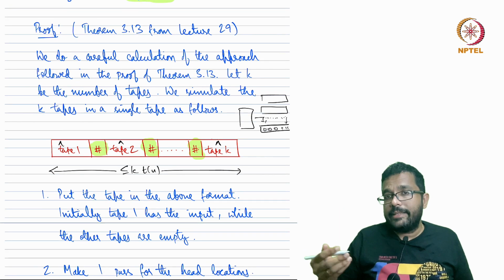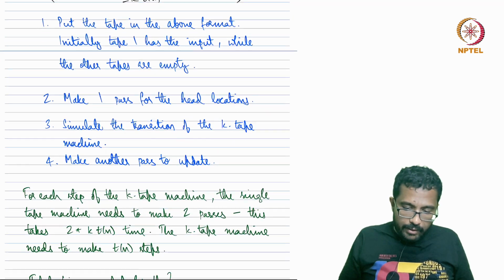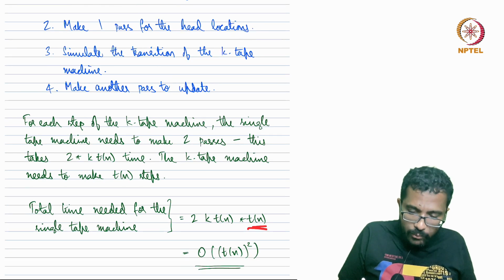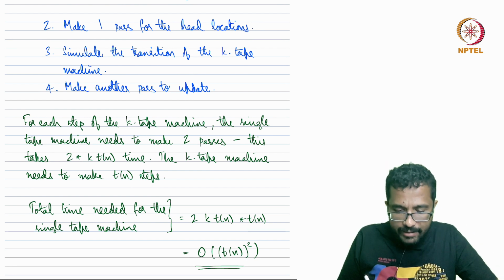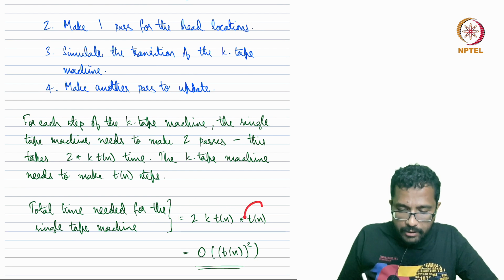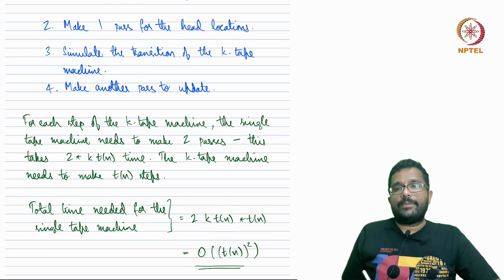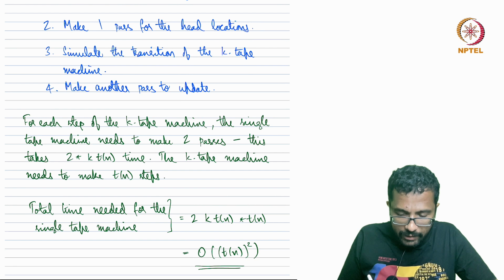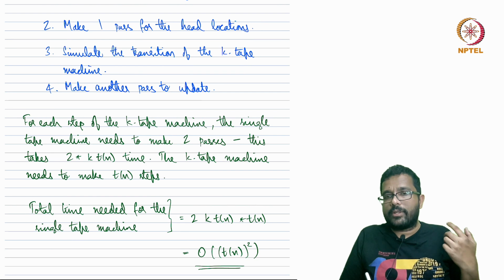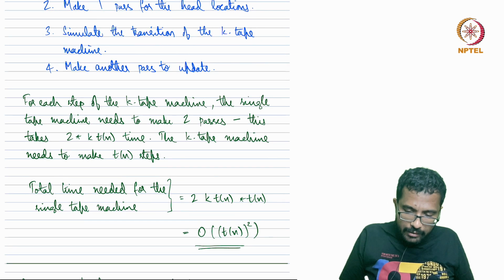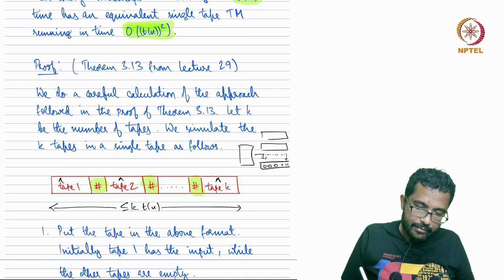To simulate T(n) steps of the computation of the multi-tape Turing machine, we need to multiply T(n) with the time it takes to execute each step, which is 2 times k times T(n). So T(n) number of steps of the multi-tape Turing machine and the time it takes to execute each step, which is 2 times k times T(n). Altogether multiplying, we get 2 times k times T(n) squared. Right? So 2 is a constant, k is the number of tapes, which is also a constant. So the total running time is O(T(n) squared), which is what we claimed here.